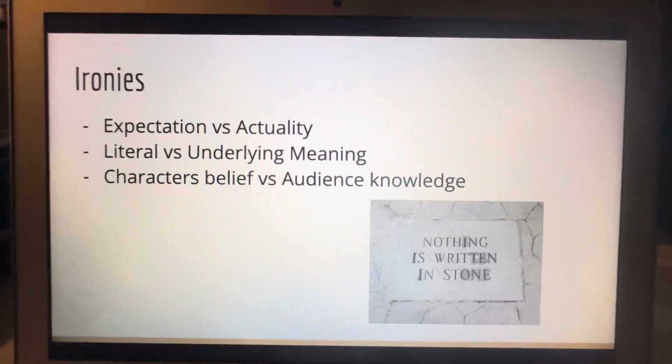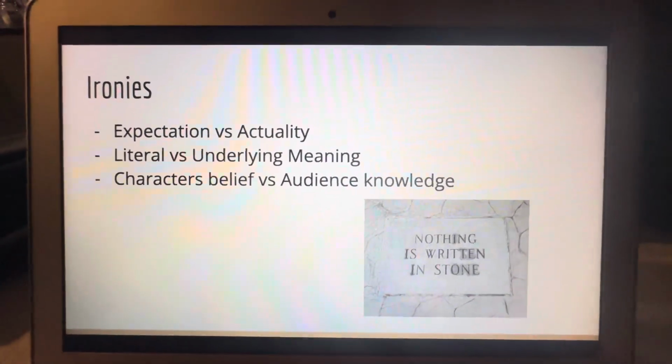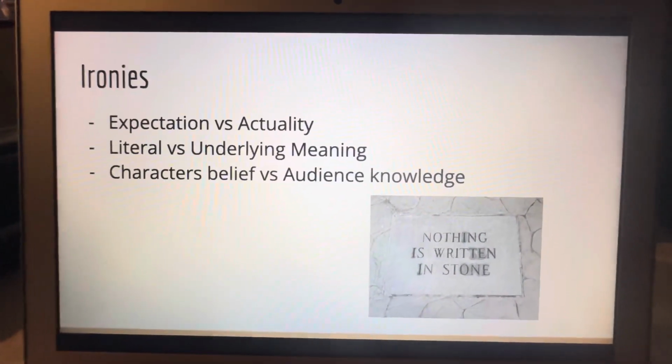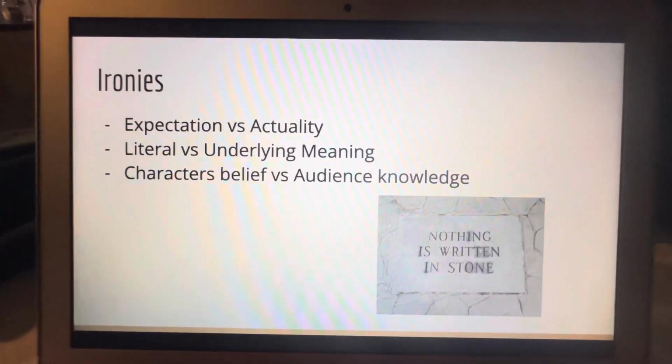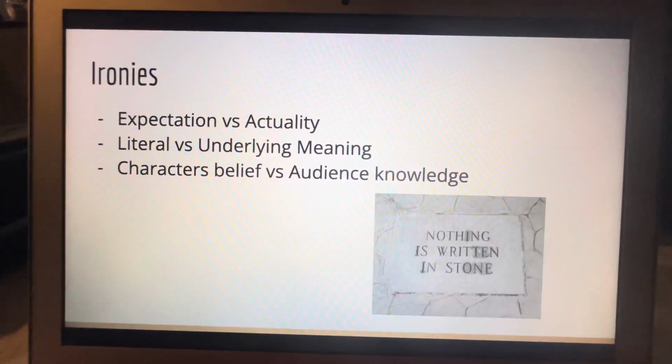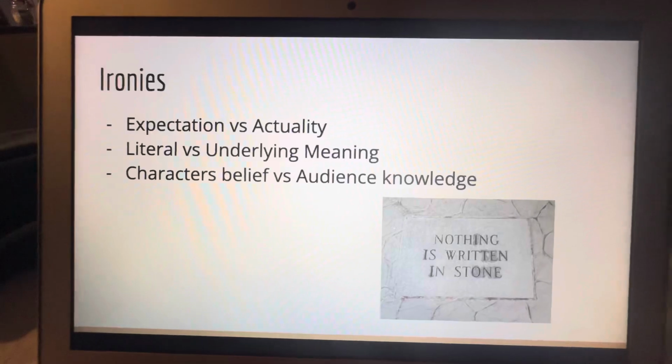Ironies. The expectation versus the actuality is one. They expect one thing, like their house to not be burnt down, but then it is. Another is the literal versus underlying meaning.